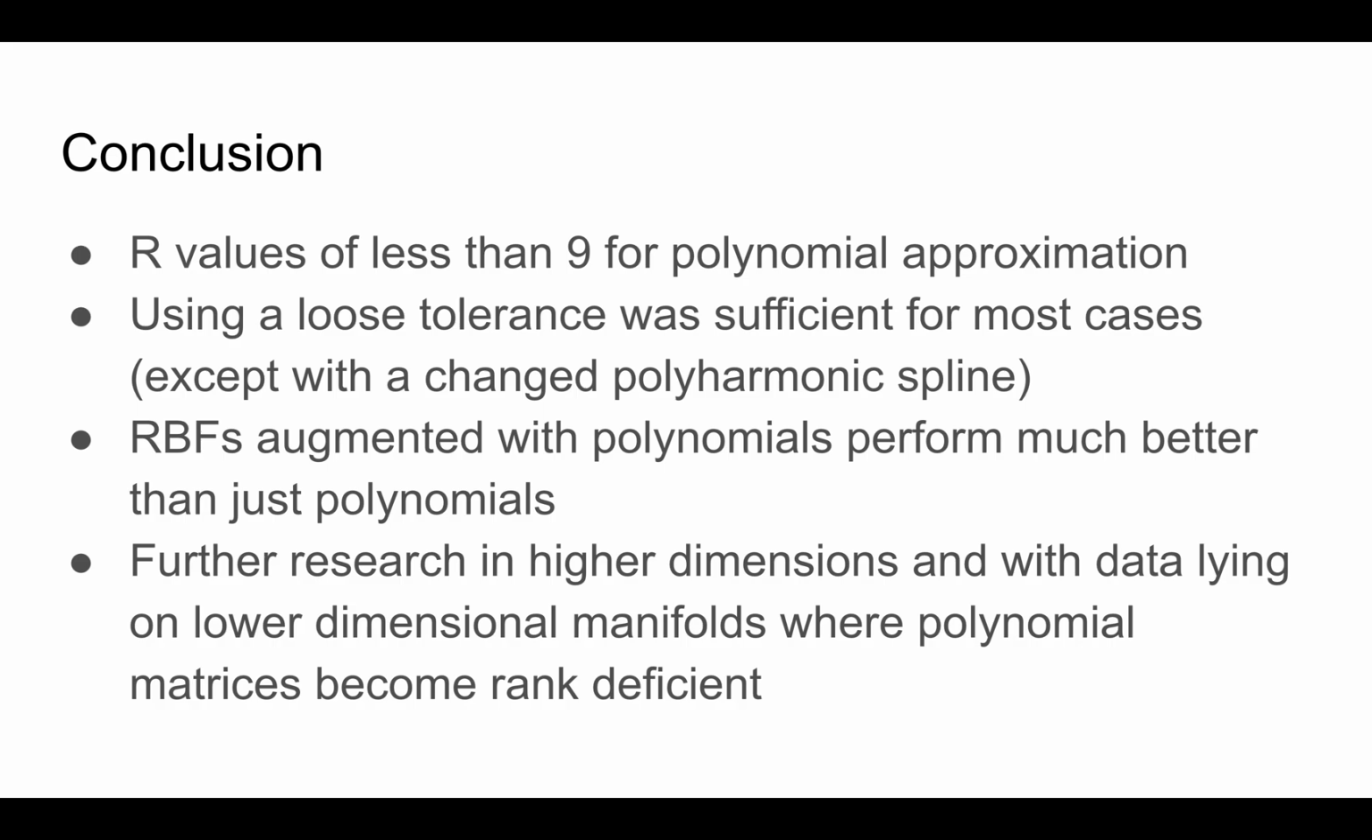In conclusion, I think we learned a lot from these experiments, the most important being that a loose tolerance has little effect on the relative error, which is great news as the Martinsson algorithm is more efficient with a looser tolerance. Additionally, it appears that the algorithms produce better results using RBFs augmented with polynomials as opposed to just polynomial approximation. There's still a lot more to learn, so we plan to do future research in higher dimensions with data lying on lower dimensional manifolds where polynomial matrices become more rank deficient.